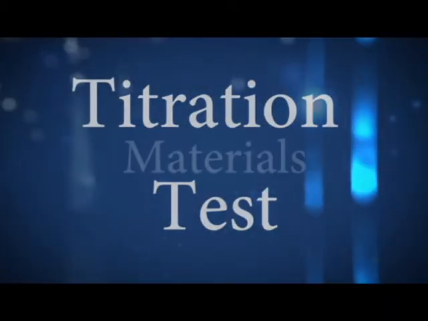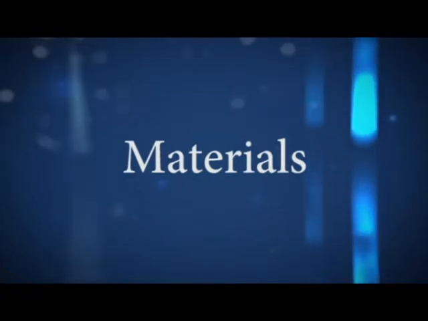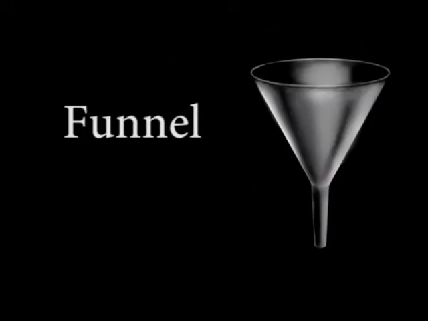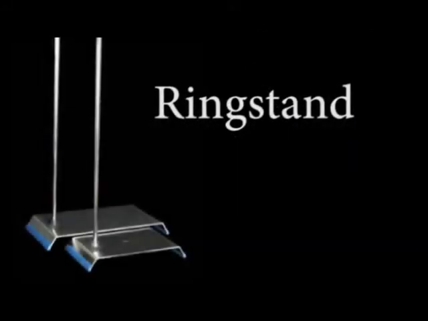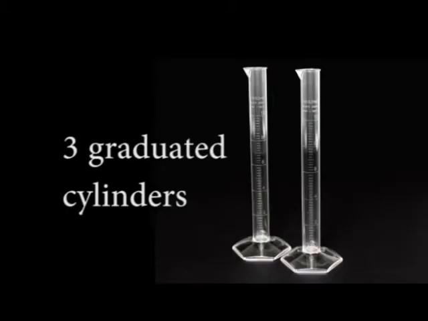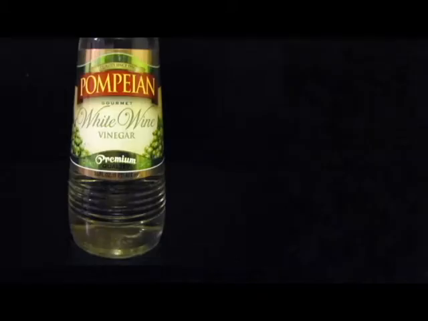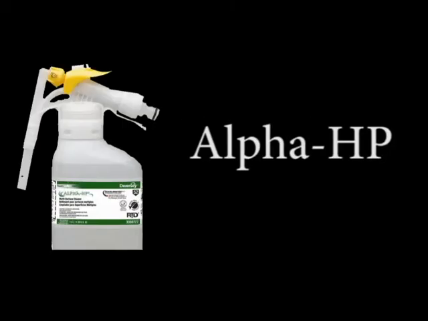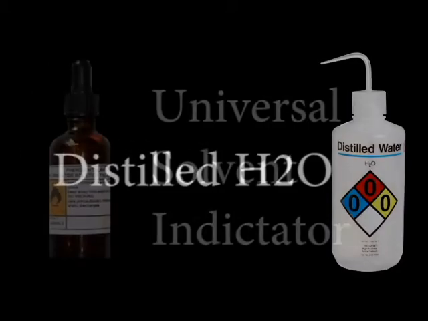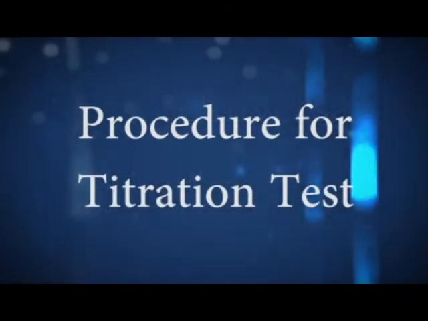The materials you will need to perform the titration test are a burette clamp, a funnel, a ring stand, 6 Erlenmeyer flasks, 3 graduated cylinders, vinegar, hand soap, alpha HP, bleach, distilled water, and a universal solvent indicator.